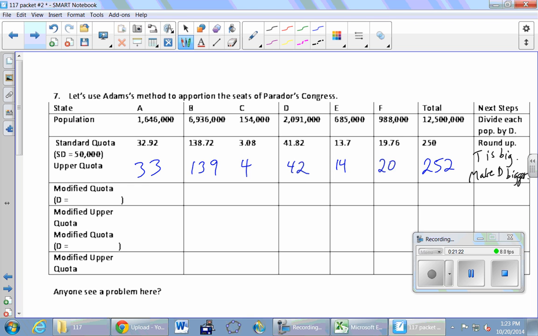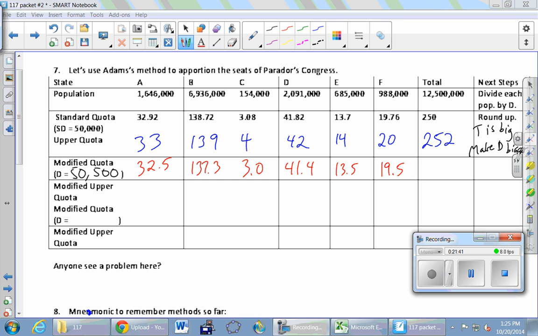Okay. Yeah, and so maybe the 500 works with the rule of thumb as well. Okay, so are we taking that 50,000 and going up or down? Up. So we're going to try 50,500. Let's give it a shot. So each of the original populations divided by 50,500.